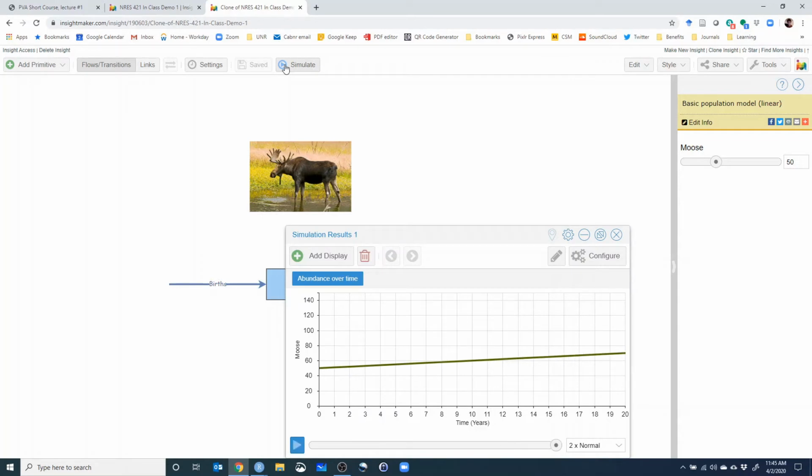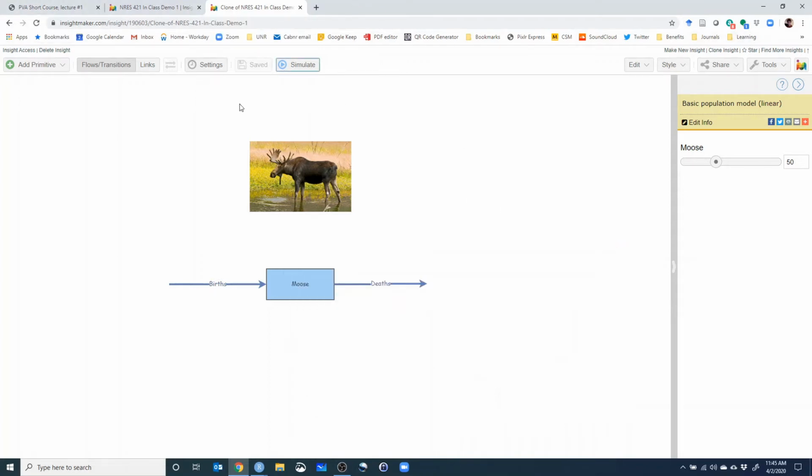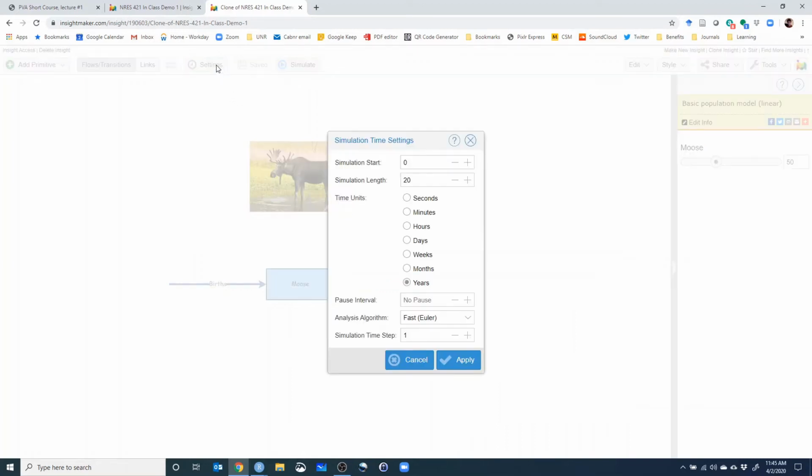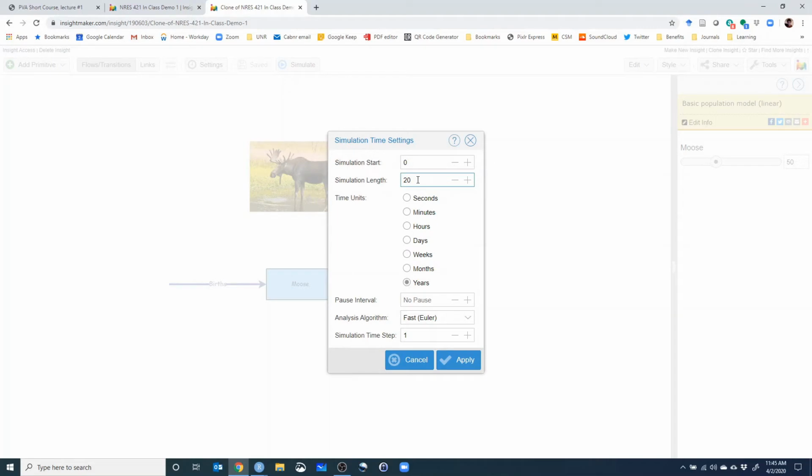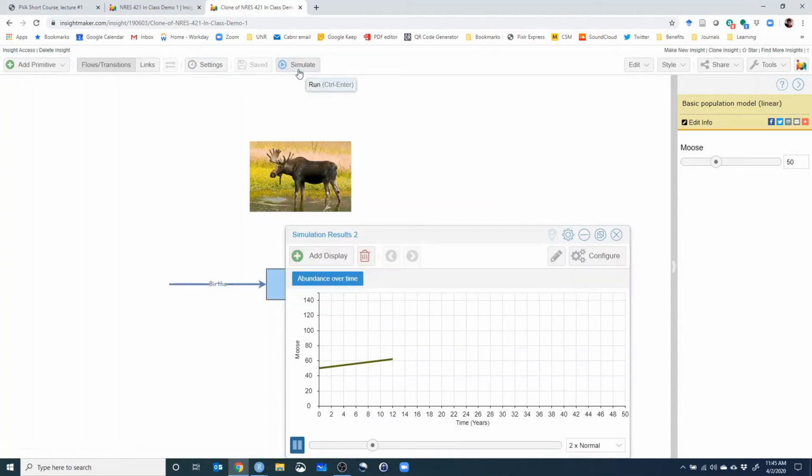This is a simple model of population growth that you might immediately notice is not super realistic. A couple things we can do. Let's get out of those results. Let's say we want to change the settings to run this simulation for 50 years. All you have to do is go up to the settings button and change the simulation length. We can run it for 50 years. Let's do that, and hit simulate, and now the model's running for 50 years.